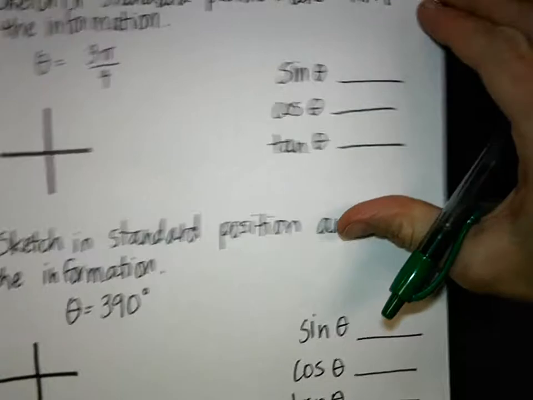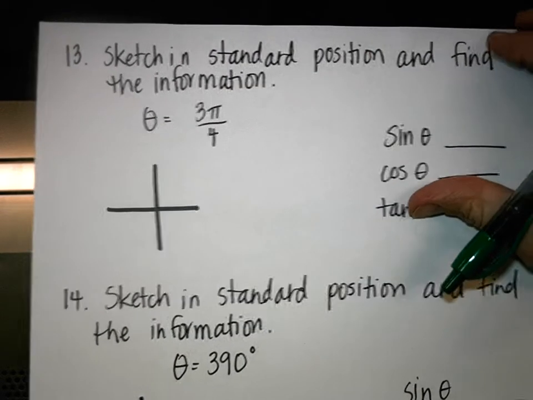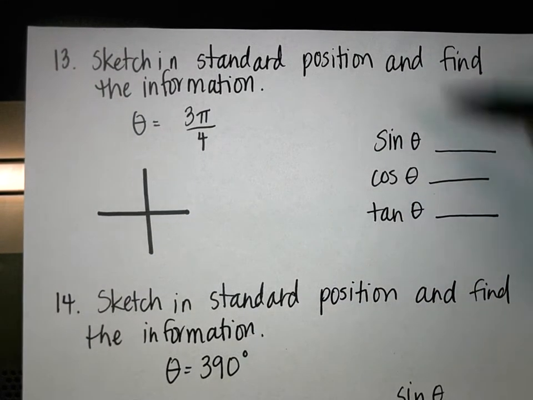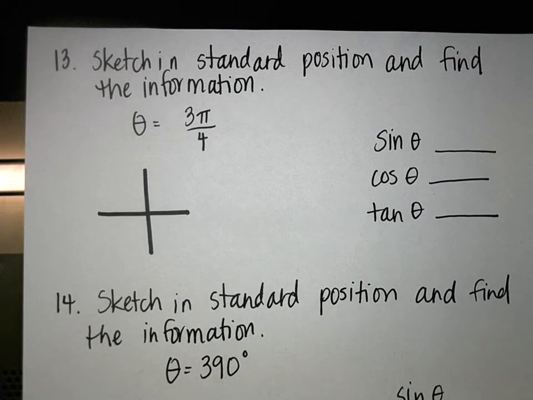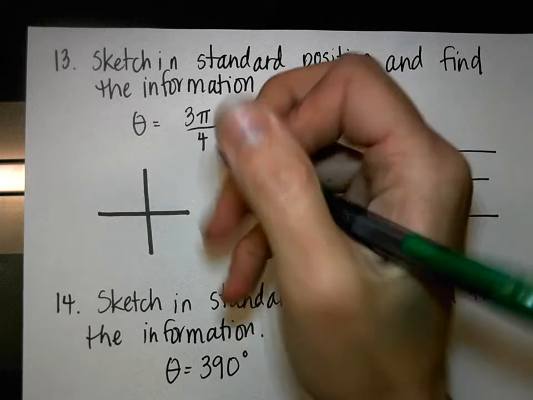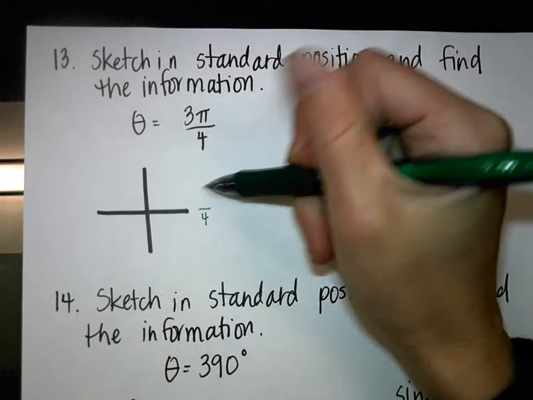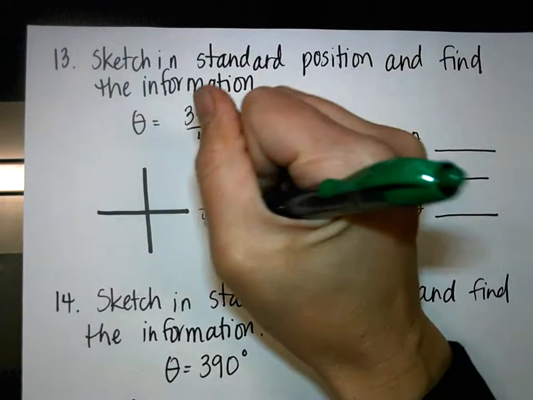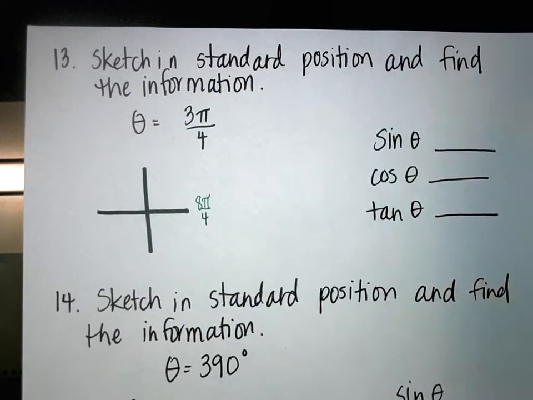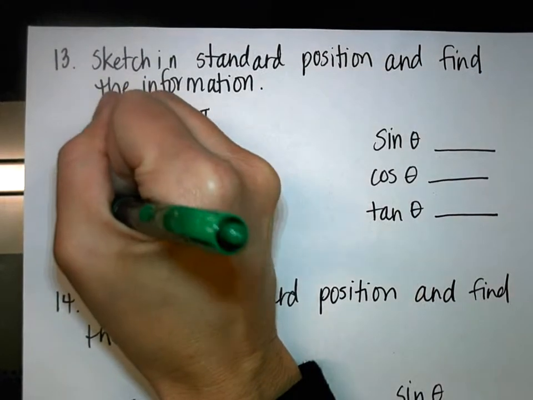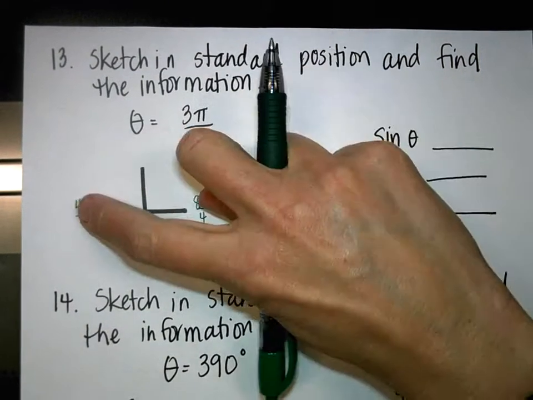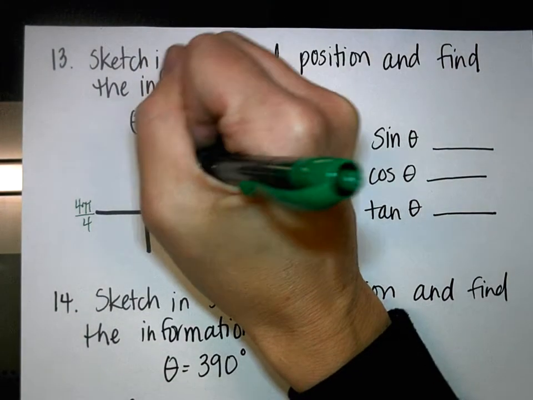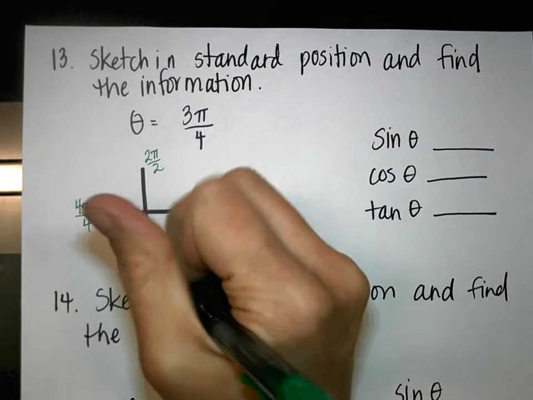Okay, moving on to number 13. Sketch in standard position and find the information stated here. So 3 pi over 4, again, we're going to go ahead and mark up our unit circle with a denominator of 4. So this denominator is 4, and on top, in order to make it reduce to be 2 pi, we would double 4, and that would be 8 pi. Over here on the other side, we have 1 pi, which we would write as 4 pi over 4. In order to figure out what's here, we divide 4 by 2, and you get 2 pi over 2. And then down here we add our 2, which will make 6 pi over 2.